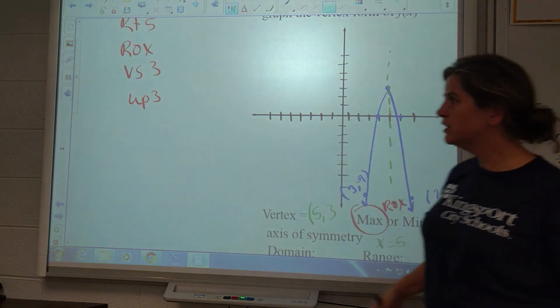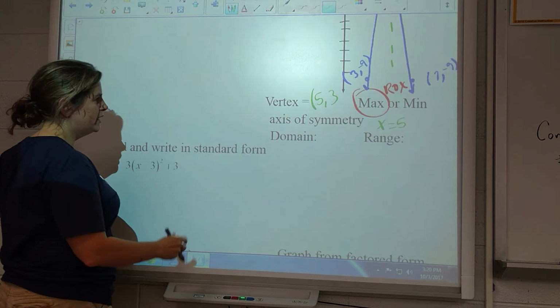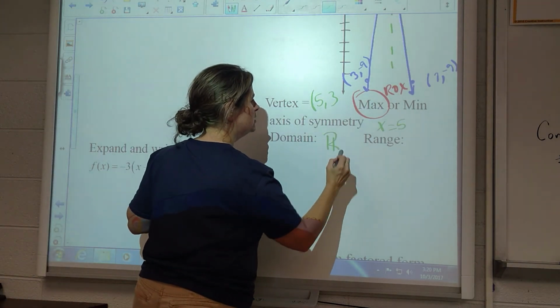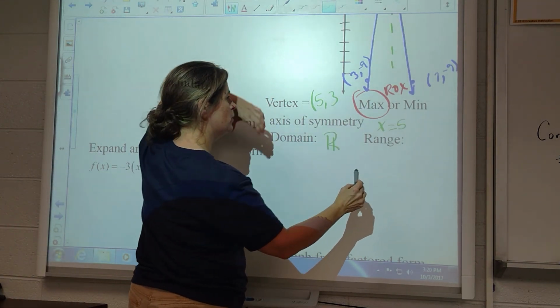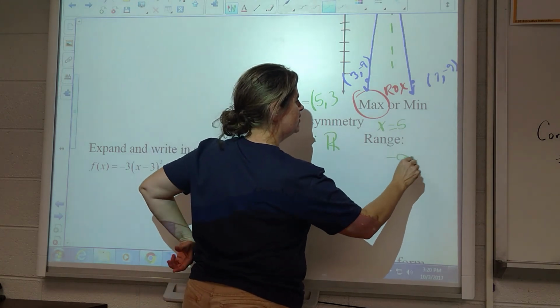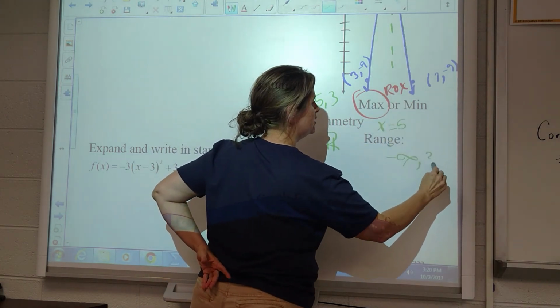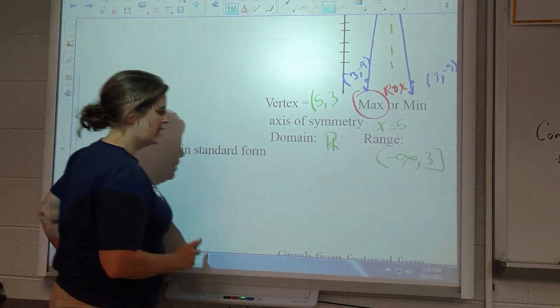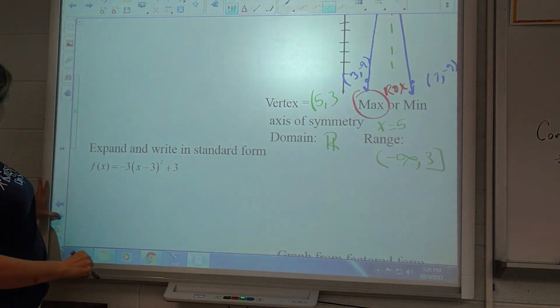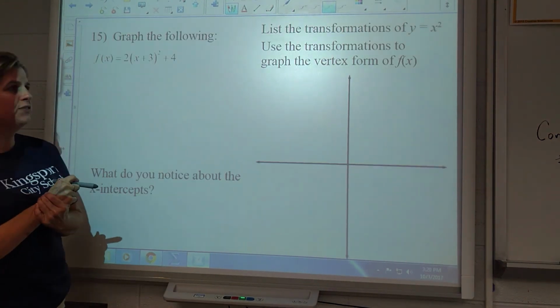And last but not least, domain. Domain is always going to be all real, and the range is going down this time, so it's negative infinity up to 3. Looks like that, right? We're going to go on and look at 15.